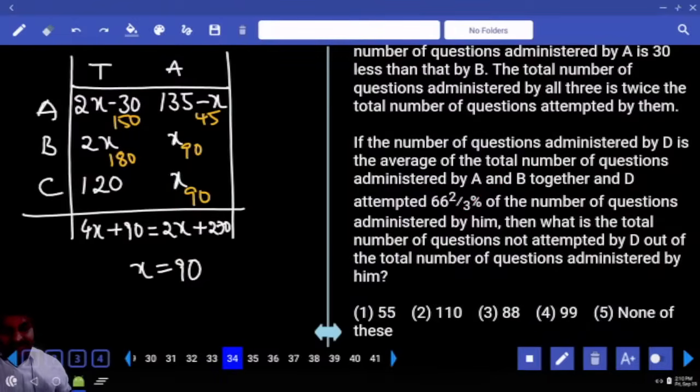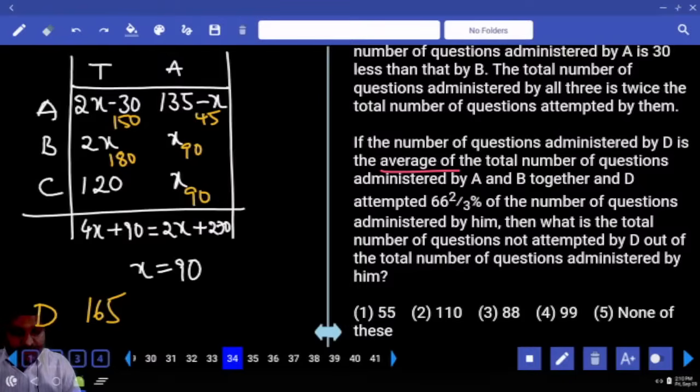If the number of questions administered by D is average of total number of questions administered by A, B together. A, B together 150, 180, 330. Average of it 330 divided by 2, 165. These many questions were there for D.